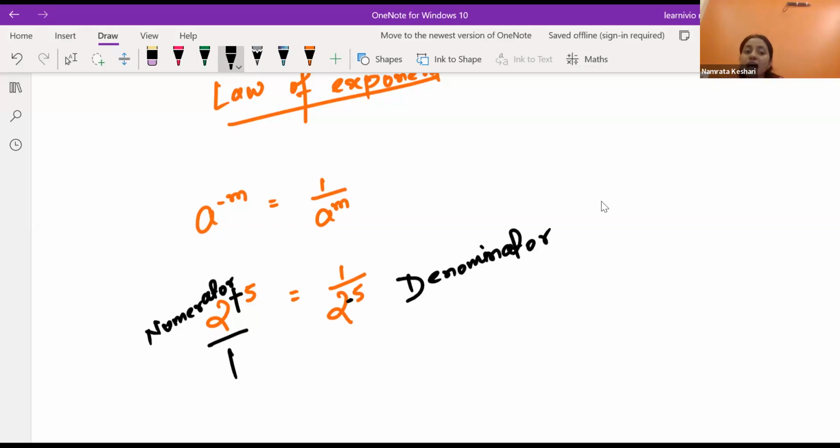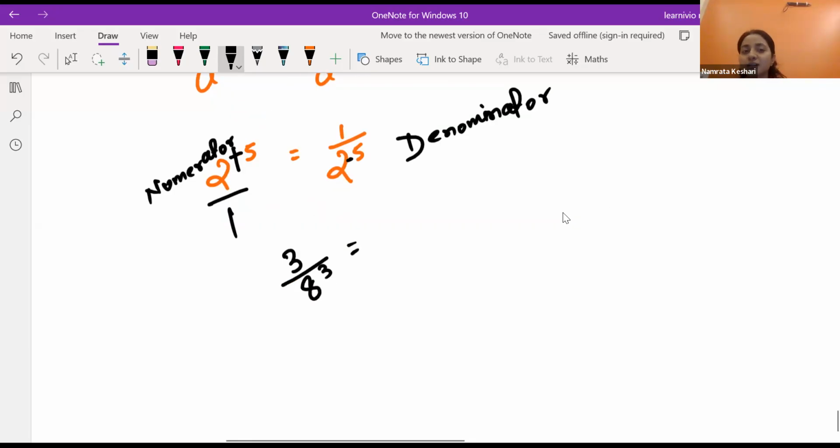Suppose you have 3 by 8 cube, and this 8 is telling me it wants to go in the numerator. Then maths will allow you. I can write 8 cube in the numerator beside this 3 in multiplication, and in the denominator, 1 will be there. But at the same time, I have to reverse the sign of the exponent. If it was positive, I have to make it negative. If it is negative over there, then I have to make it positive now. Making sense? Okay, we will master this rule.